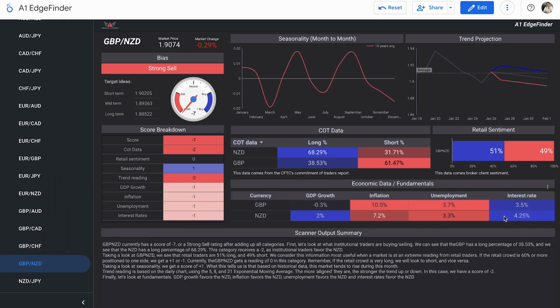So any way you look at it, this is looking like a sell, especially fundamentally speaking, where the New Zealand dollar is beating out the pound in all four of these metrics here. Retail traders are 50-50 on the pair, but institutional traders are favored long on the New Zealand dollar and favored short on the pound.